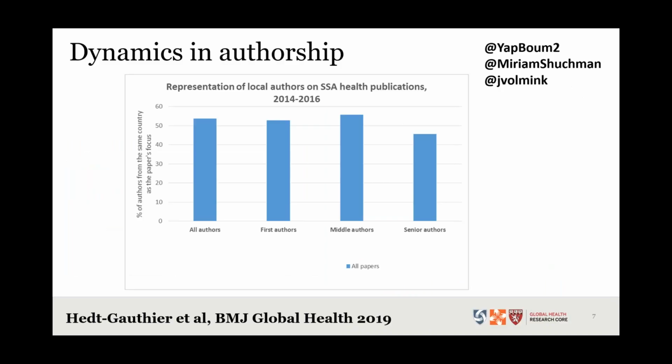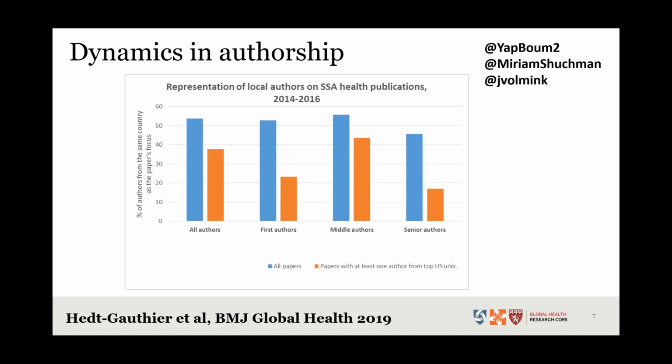We also tried to create evidence around how high-income country academic institutions shape equity in global health by looking at dynamics and authorship. So this is a paper that was recently published where we looked at 7,100 articles about health in Africa. And so what you'll see here is the representation of researchers from the country where the research was conducted compared to the overall authorship list. So the first bar represents 43,000 authors across the 7,100 articles, and slightly over half of all authors were from the country that the research was about, and that persisted across all of the key authorship positions on the paper.